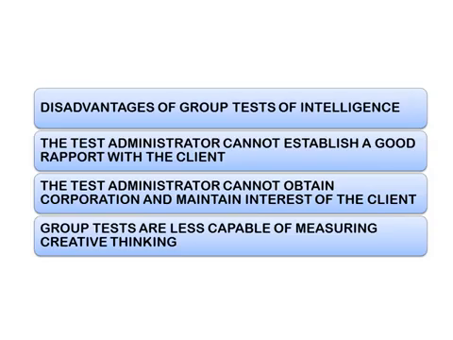So, certain drawbacks of the group test of intelligence are: the administrator of the test does not get an opportunity to visit each individual, so he is not aware of the individual's feeling, mood and expression while he is performing the test. The administrator is also unable to maintain interest of the client. Another drawback of this test is that it cannot measure the creative aspect of intelligence.